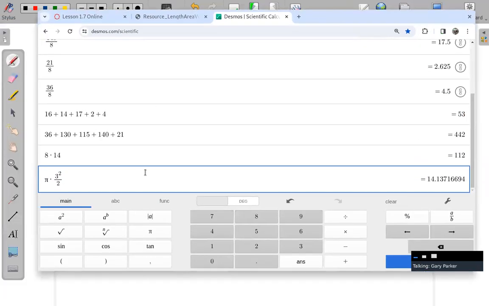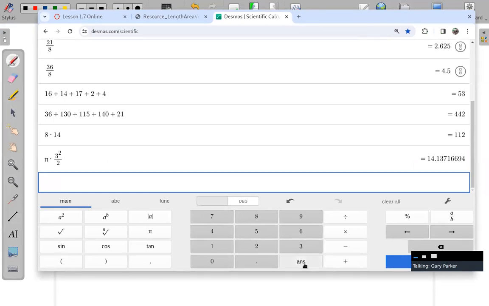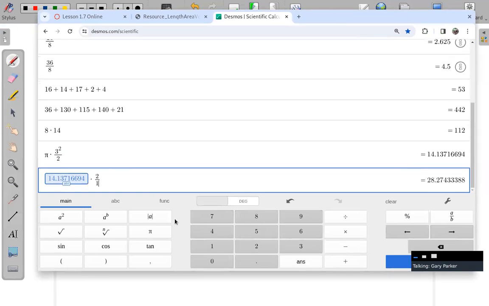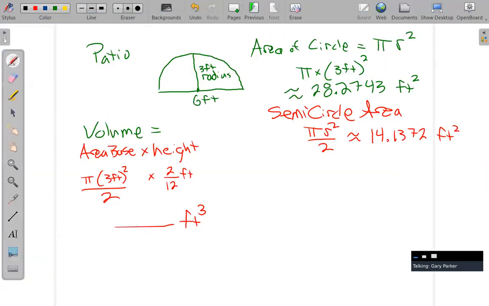All right, so we want to take that area right there and then multiply that answer by 2/12, which you could feel free to reduce if you wish. All right, so my calculator says then that is about 2.3562 cubic feet.